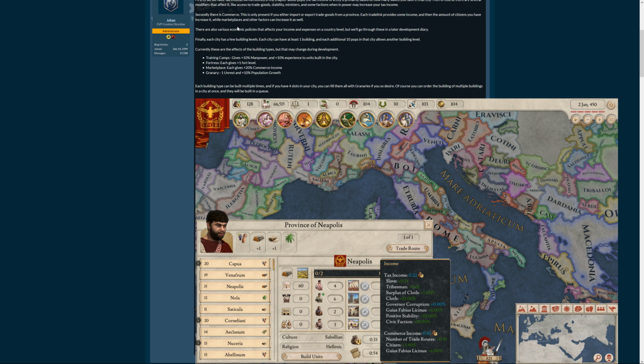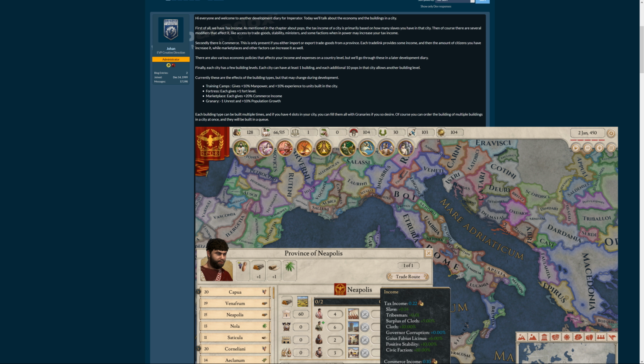Then secondly, there's commerce, already mentioned with the trade goods here. Only present if you either import or export trade goods from a province. Each trade link provides some income, and then the amount of citizens you have increases it, while marketplaces and other factors can increase it as well.